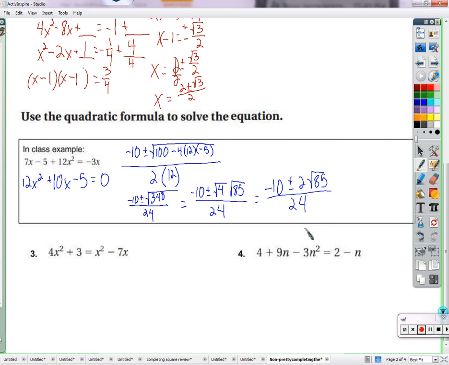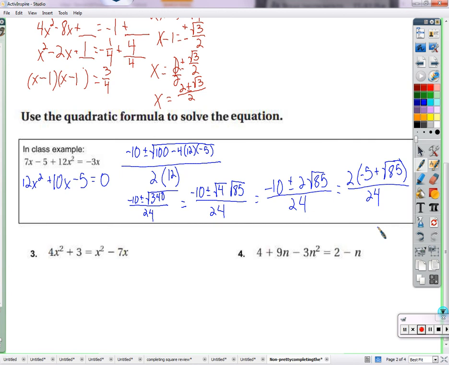We can simplify this because these two have a common factor. Just in the numerator here, what common factor do they have? 2. If I pull out this 2 from this expression here, I'll get negative 5 plus root 85 over 24.